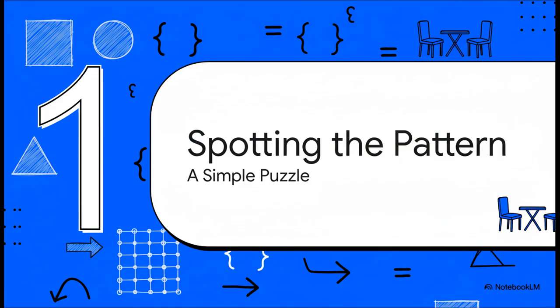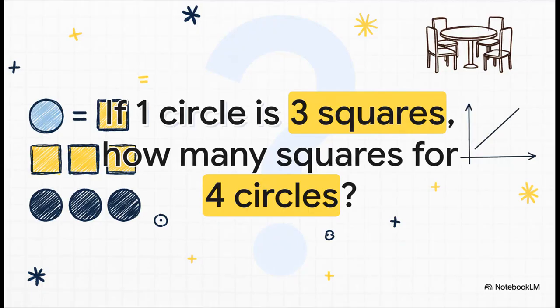So instead of just throwing a boring definition at you, let's start with a little puzzle, just to get our brains warmed up, you know? Okay, so here's the puzzle. If one circle matches up with three squares, how many squares do you think would match up with four circles? Go on, take a second, see if you can spot that hidden pattern.